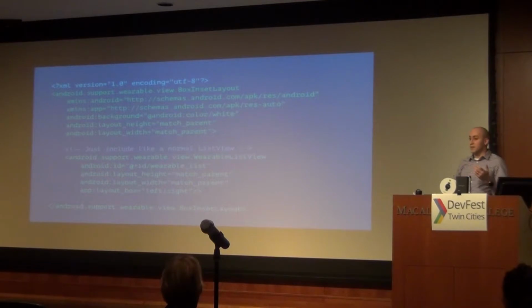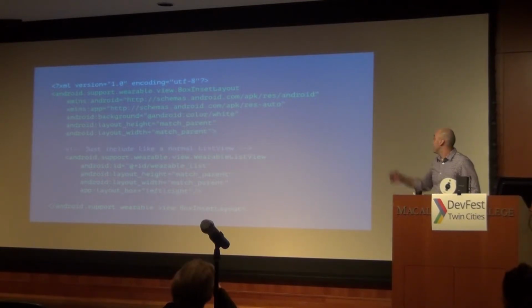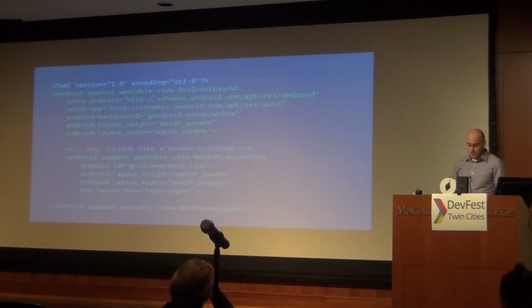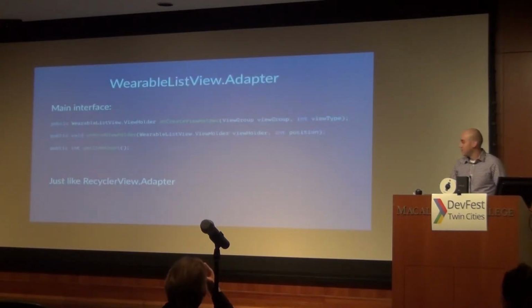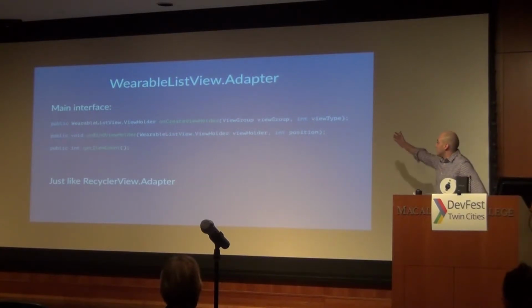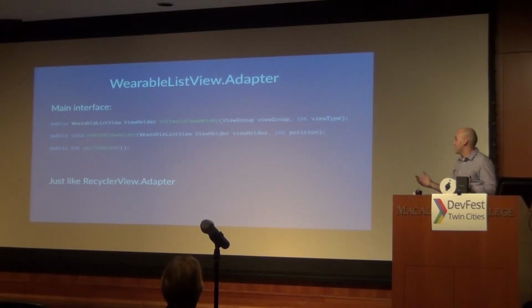So in terms of the layout, just add it the way you would normally add any list view or recycler view. The adapter interface is pretty simple. You have your on create view holder, where you initially create a view holder. On bind view holder, where you take a recycled view holder and populate it with data, and then get item count. So if you've ever used the new recycler view class, that's pretty much all this is.